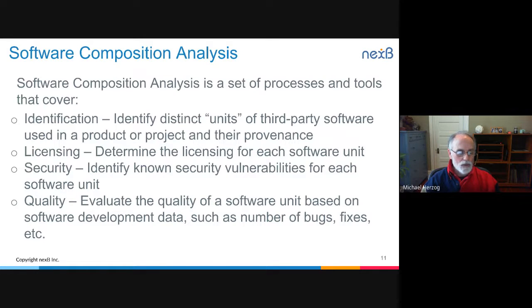And the fourth dimension is pretty broad, sometimes called health. We generally call quality, and that's evaluating the quality of a software unit based on various elements of software development data, which is generally available for free and open source software, not so much for proprietary software. And simplest way to think about it is number of bugs, number of fixes. In the open source world, you also look at the activity levels and the people and companies supporting a project and so on. So these are four dimensions that you have to cover at some level in the composition analysis.